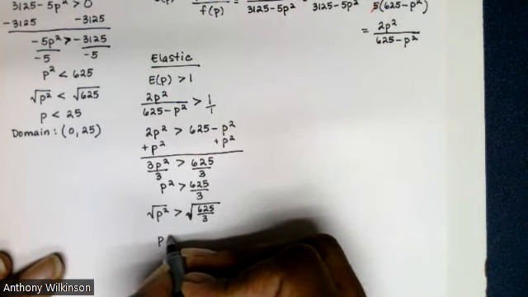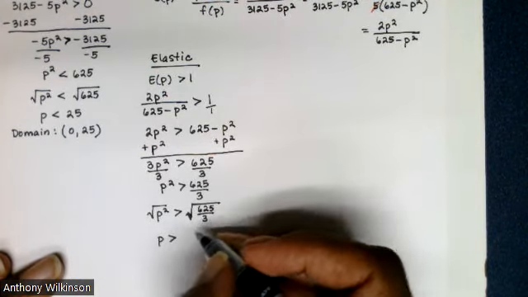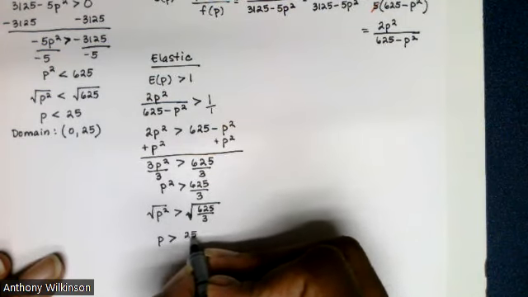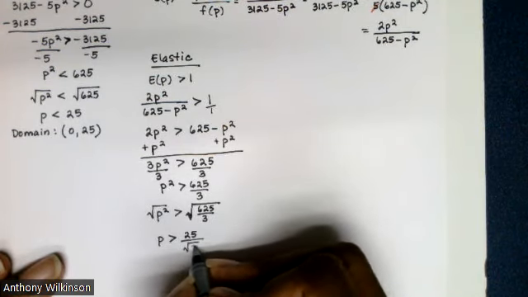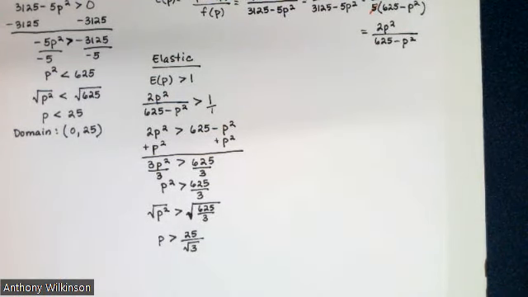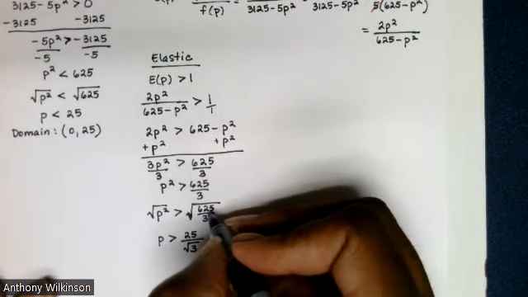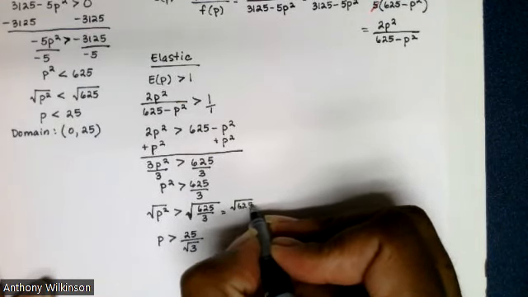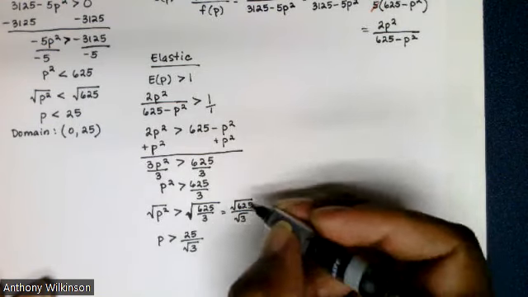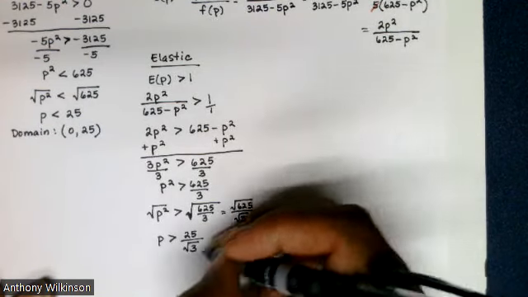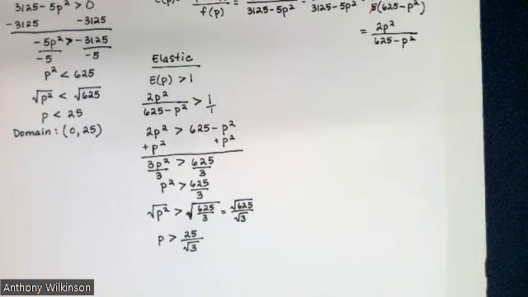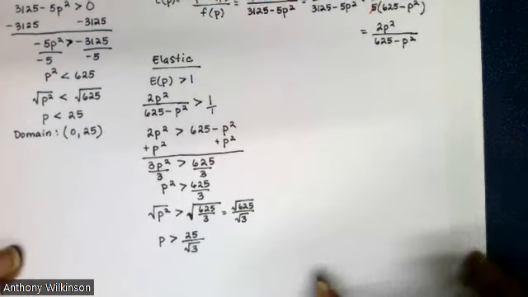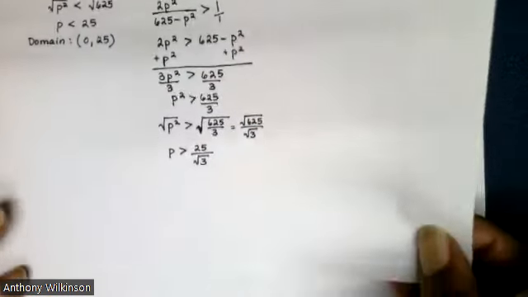Square root of P squared would be P, and that's greater than the square root of 625 is 25. 3 is not a perfect square, so we're going to leave that 3 underneath the radical. Because the square root of 625 over 3 means the square root of 625 divided by the square root of 3. And the square root of 625 is 25. We leave the 3 underneath the radical. So whatever our price is has to be greater than 25 over the square root of 3.